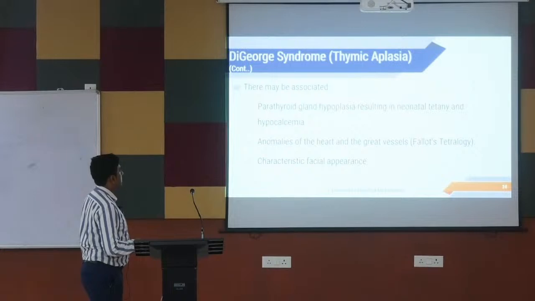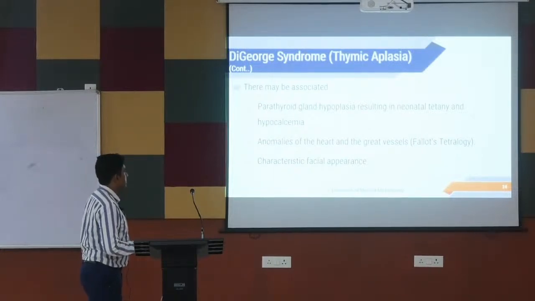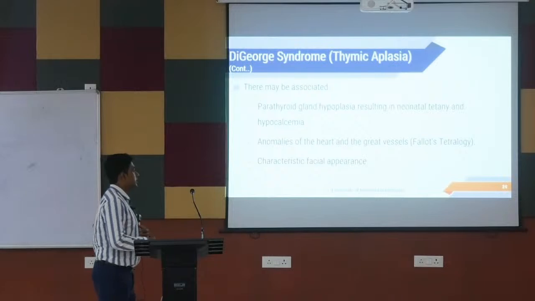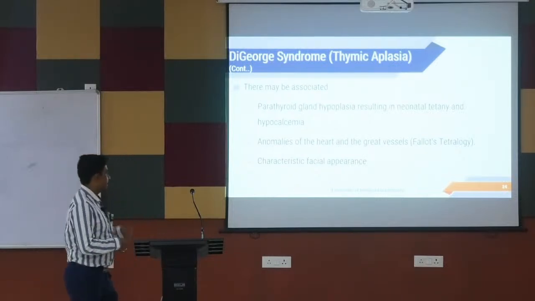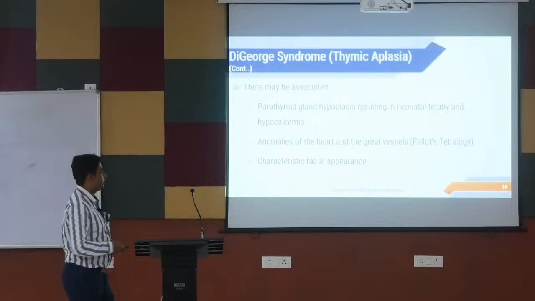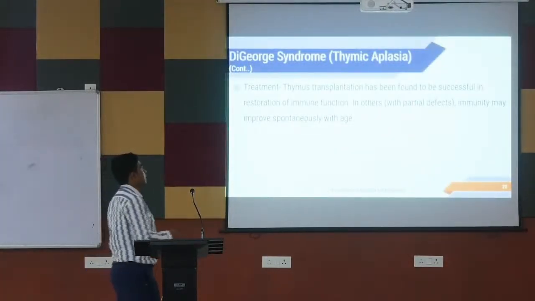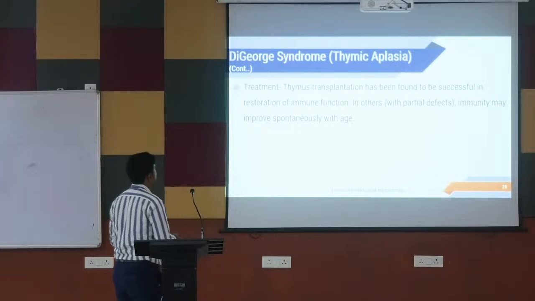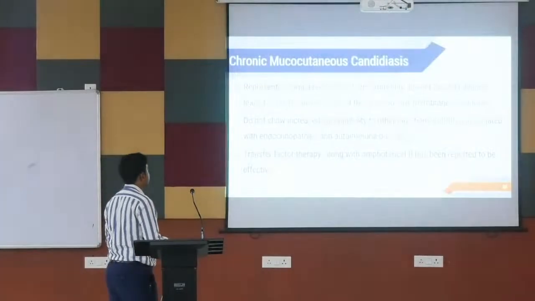কি হয়? Parathyroid gland hypoplasia resulting in neonatal tetany and hypocalcemia, anomalies of the heart and great vessels, tetralogy, characteristic facial appearance. তোরা অ্যানাটমিতে পড়েছিস, যেহেতু থাইমাস আর প্যারাথাইরয়েড গুলো থাকছে না। ট্রিটমেন্ট কিভাবে হয়? থাইমাস ট্রান্সপ্লান্টেশন। In others, with partial defects, immunity may improve spontaneously with age.